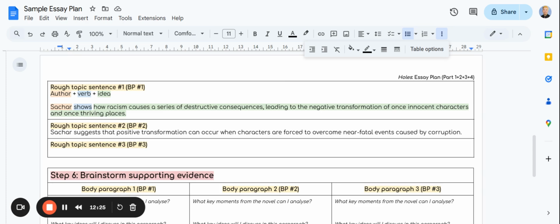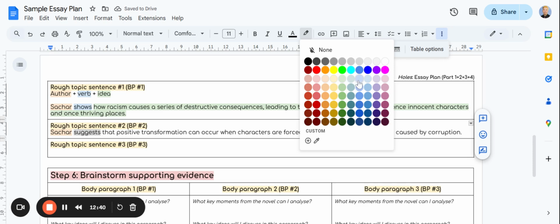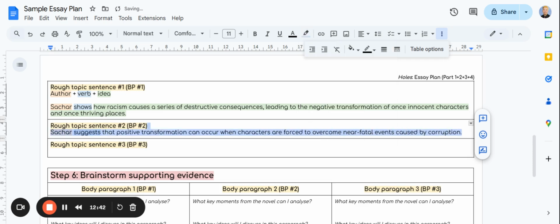Okay? So again, I'm looking at these examples and I'm asking myself, what's Lewis Sacca trying to say here? What are his main ideas? And again, notice that for each of my rough topic sentences, I'm going author, and then I'm adding a verb like suggests, and I'm ending with an idea. Let me do this one more time for you. So, topic sentence number 3.